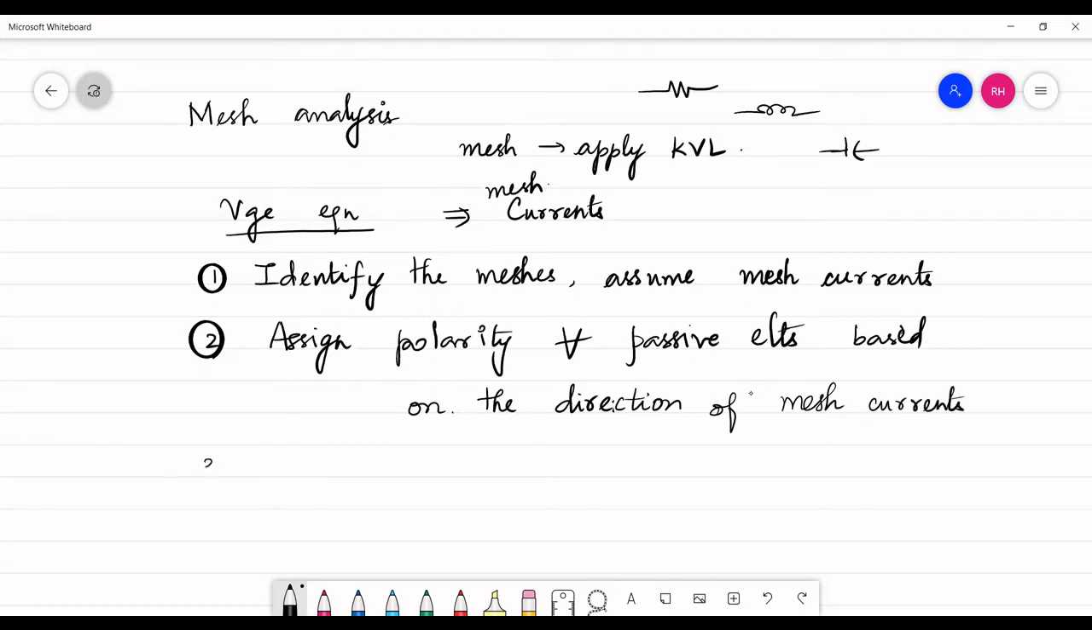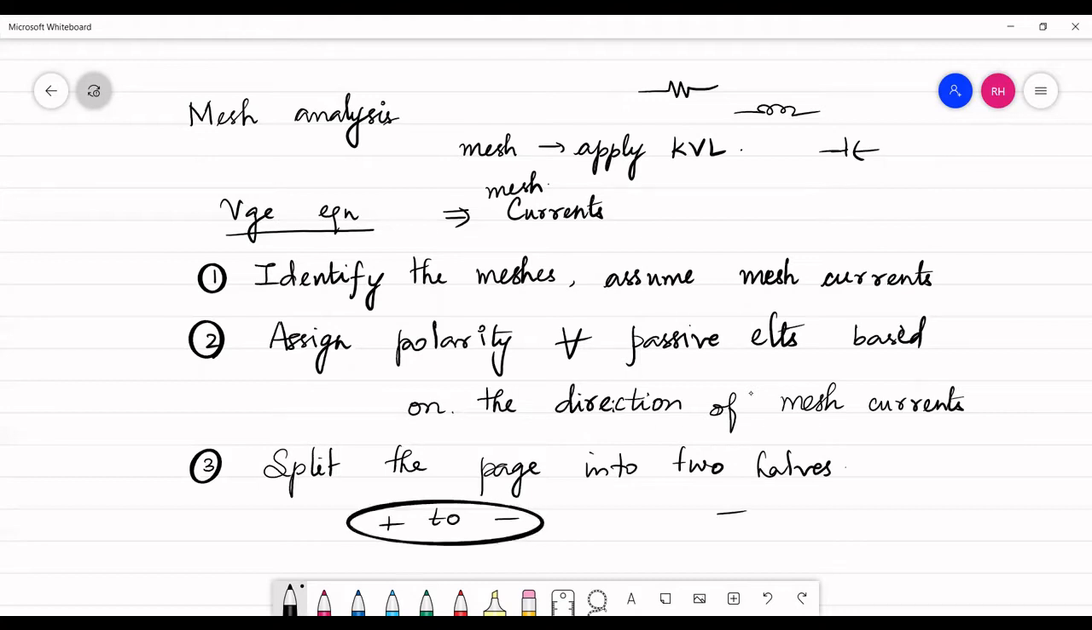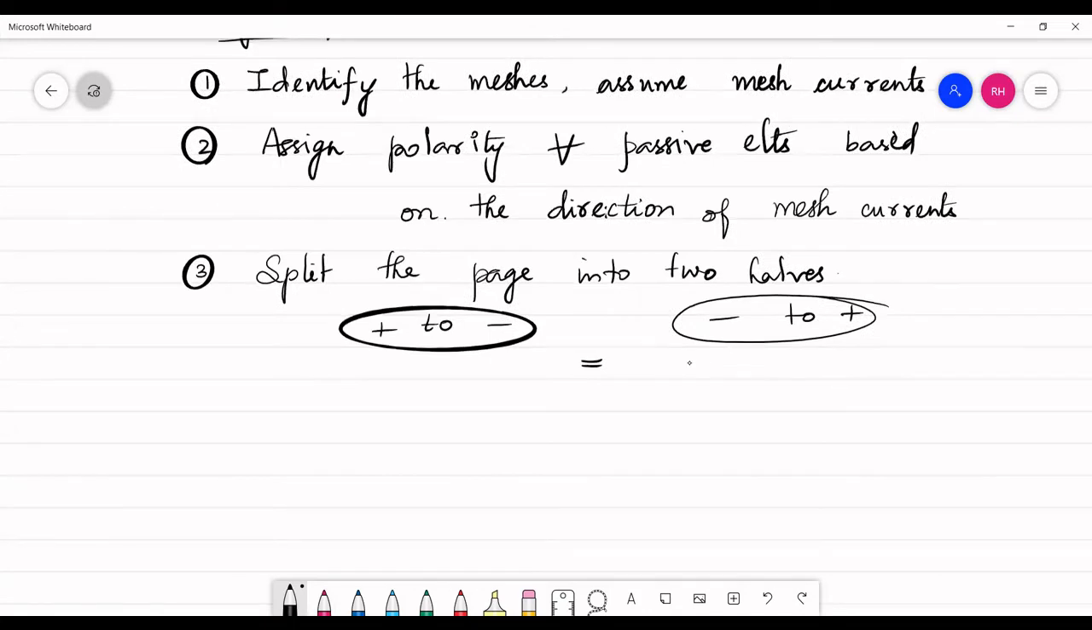And then split the page into two halves, representing one side to be plus to minus and the other side to be minus to plus, and these two are having an equal to sign in the middle, stating which we are going to apply KVL to every mesh and we are going to write such an equation.